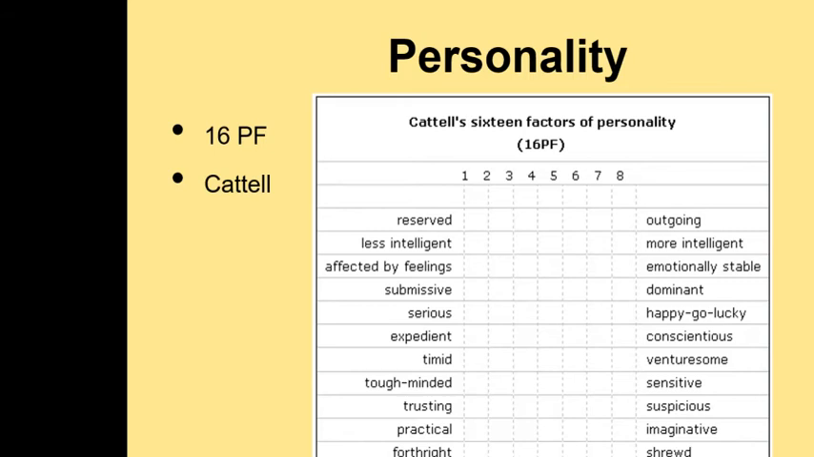Okay, there's various personality scales. One of them is the 16 personality factor test by Cattell, and if you look over there, it measures 16 different personality characteristics. If you go back to chapter 2, it's 16 different traits that it's measuring. For example, reserved versus outgoing, less intelligent versus more intelligent, submissive, dominant, serious, happy-go-lucky, etc. So it gives us a picture of the person's personality and where they fall on those different scales.